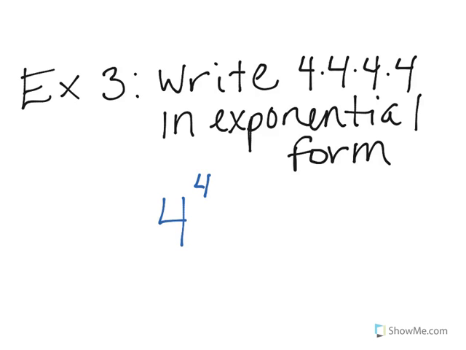Again, my base number, my big number, is the number that keeps showing up. And my exponent, my small number, is the amount of times that it shows up. It shows up 1, 2, 3, 4 times. So I can say 4 to the 4th power equals 4 times 4 times 4 times 4. And that brings us to the end of the lesson.